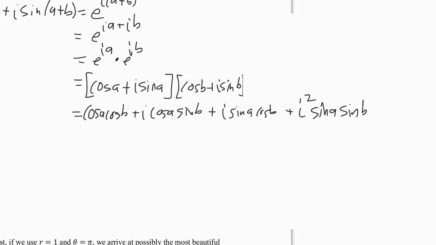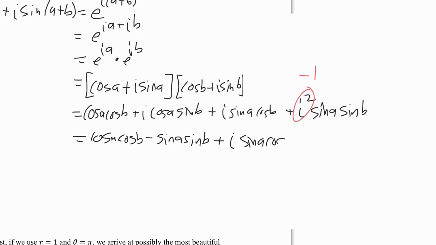Now, this i squared, whenever you see i squared, we know that's negative 1. And so I'm going to put this term over next to this term because this is going to be a real number because it's a negative 1 and this is a real number, and these two are imaginary numbers. So we're going to put those at the end. So we'll have cos a cos b minus sine a sine b plus, I'm just going to reverse the order here, sine a cos b plus i cos a sine b.